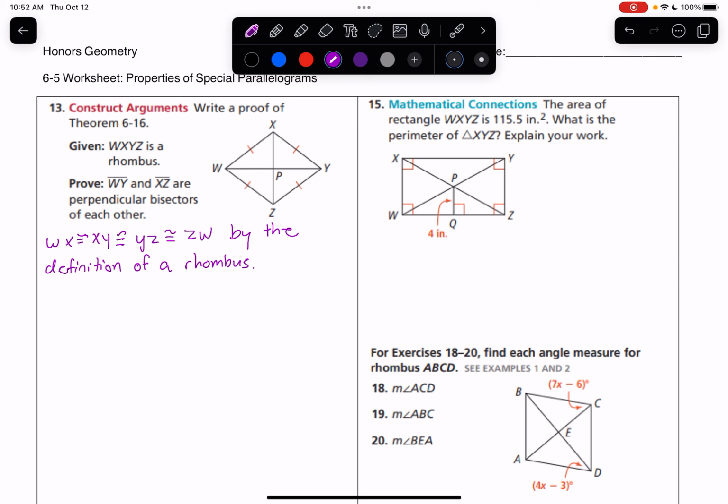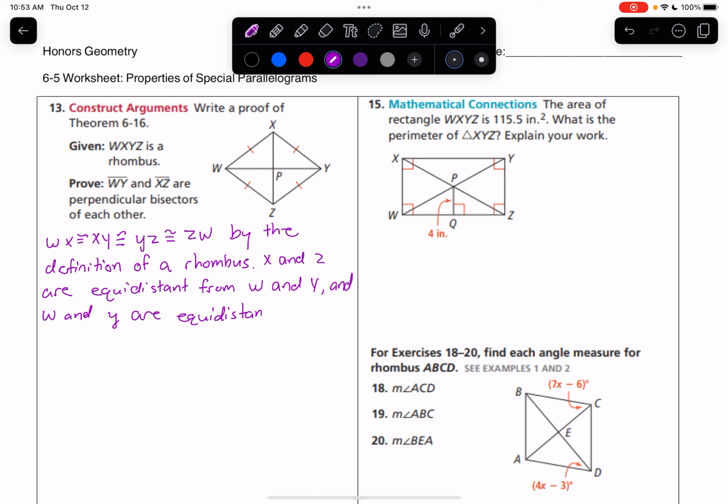And I also, based on that information, know that X and Z are equally distant from W and Y. So X is the same distance from W as it is from Y. Z is the same distance from W as it is from Y. And I know the same thing about W and Y. W is the same distance from X and Z. Y is the same distance from X as it is from Z. So I'm going to write X and Z are equidistant from W and Y, and W and Y are equidistant from X and Z.